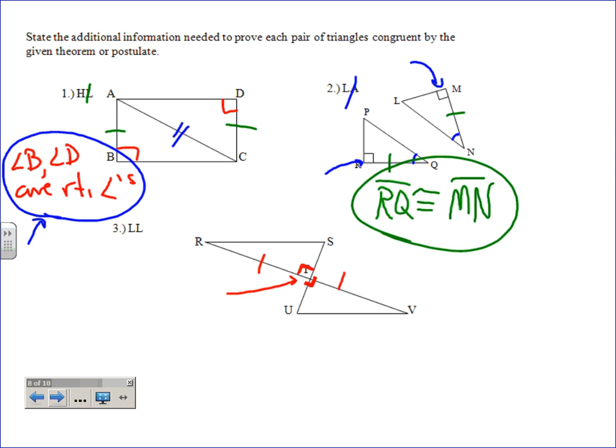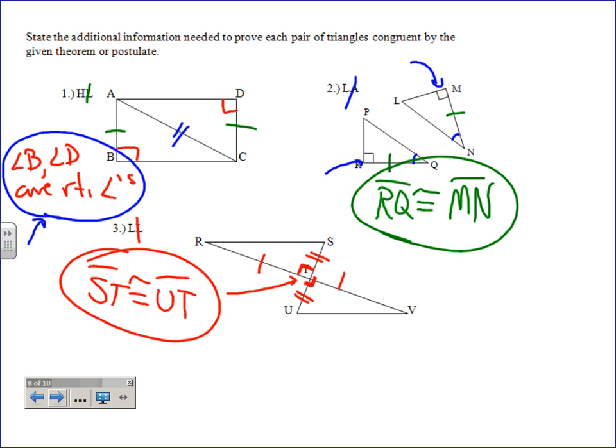Do I have a leg marked congruent? Does RT and VT count as a leg? Yep. Do I have the other leg? No. So I've got to state that, congruent to that. So I need to state that ST is congruent to, careful, UT. Very good. See what I mean?